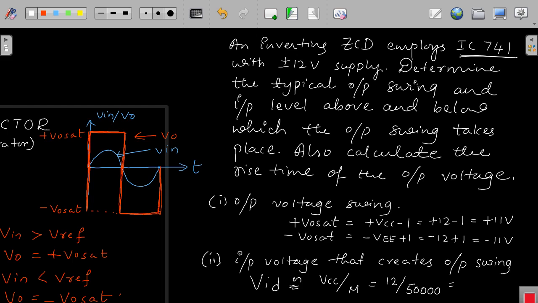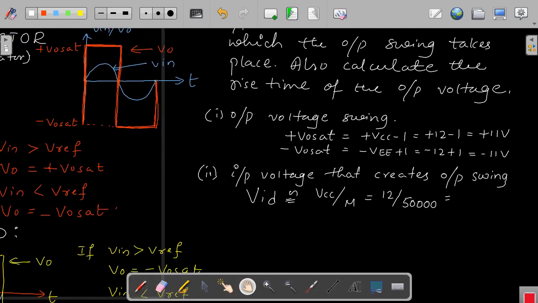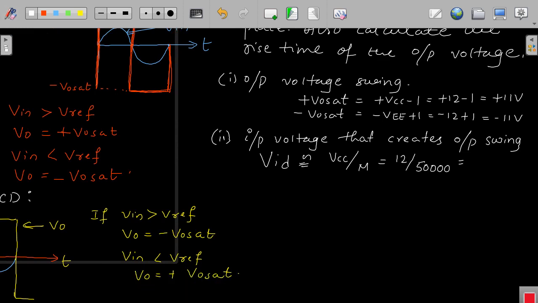Can somebody calculate and tell me these values? Twelve divided by 50,000 amounts to how much? 240 microvolts, sir. 240 microvolts. Good. Second part is over.